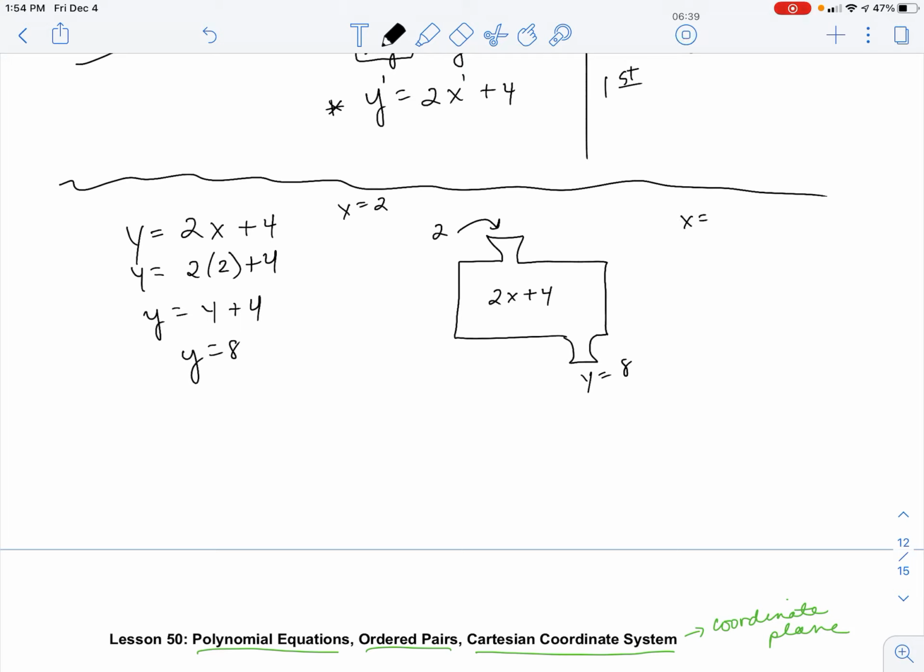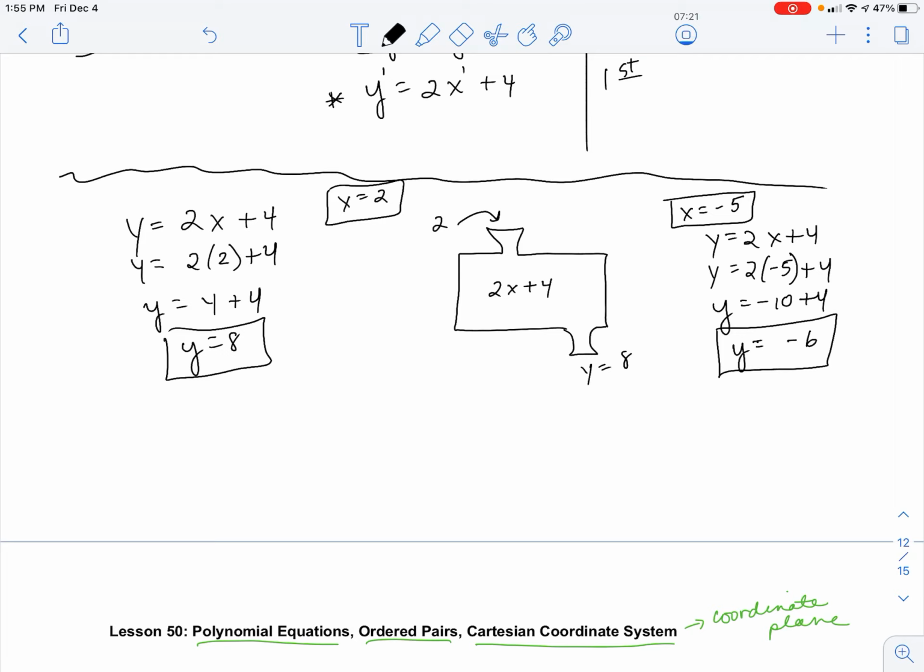Okay, how about if x was equal to -5? Let's use the same equation. We won't throw it in the function machine again, but I wanted you to recall that this is what we're doing here. When you think about substituting in x and figuring out y, it's like that function machine we used to talk about. So let's put a -5 in for x. We would get -10 plus 4, and y equals -6. So when x is -5, y is -6. And in this case, when x was 2, y is 8.